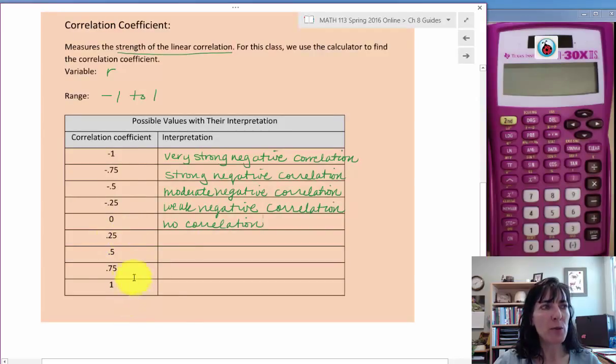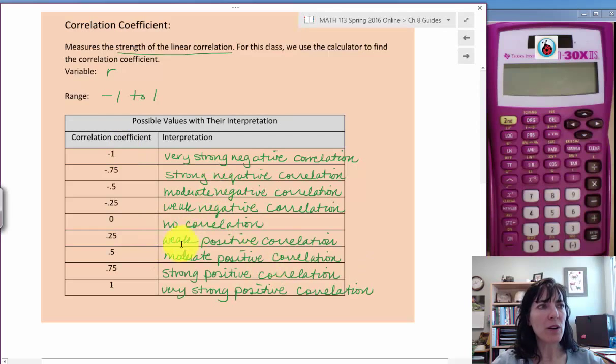And then in terms of the positive direction, as you get close to +1, you will have a very strong positive correlation, a moderately strong, a moderate, a weak positive correlation. So if it's a positive number, it's a positive correlation. If it's a negative number, it's a negative correlation. So there we are: weak positive, moderate positive, strong positive, and then very strong positive correlation if you happen to get an r equals +1.